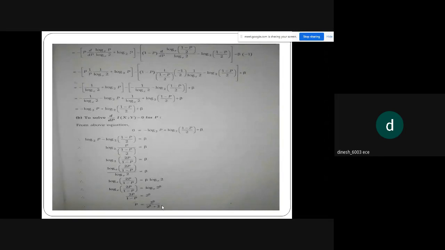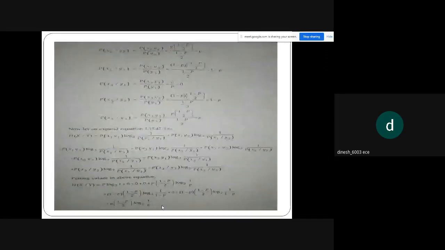For the ternary channel. So now we have found the source entropy H(X), the mutual information I(X;Y), and also the capacity of the channel.